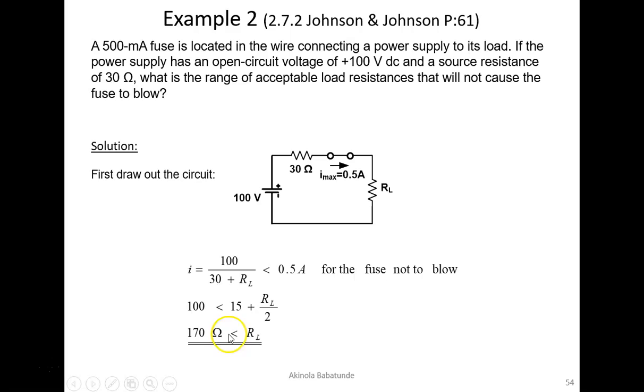So this simply means that our RL has to be chosen, has to be designed, has to be selected in such a way that it has to be greater than 170 ohms. If RL is not greater than 170 ohms, or if we say it in another way, if RL is less than 170 ohms, this simply means that more current, higher than 0.5 amperes, will pass through it. And if that happens, this fuse will blow. And we don't want that to happen according to the question. So this is the best design we can have for our RL.